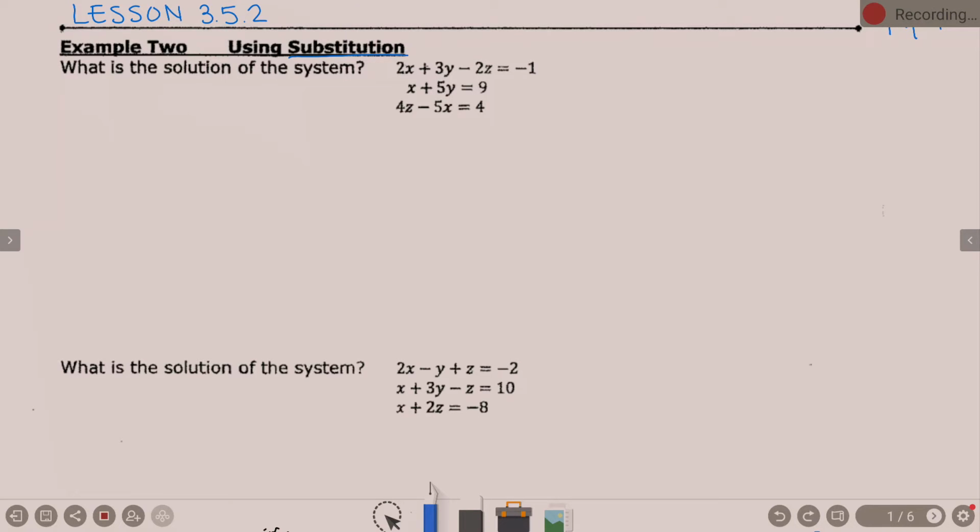Okay, so we are on lesson 3.5.2, is what I labeled it. If you're in your notes, lesson 3.5, flip to the second page, right? And the second example down says using substitution. Can everyone find this example? Because that's where I need everyone to be together.